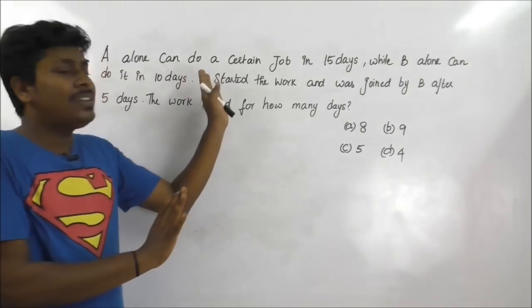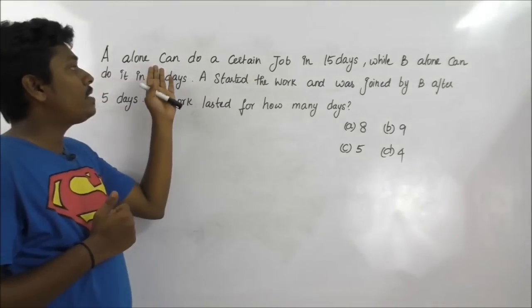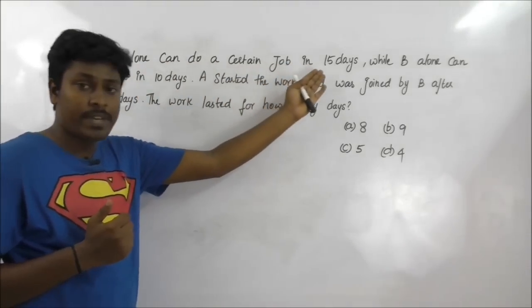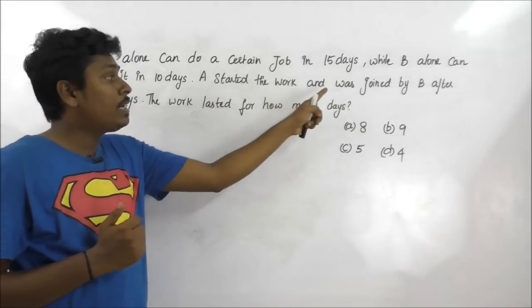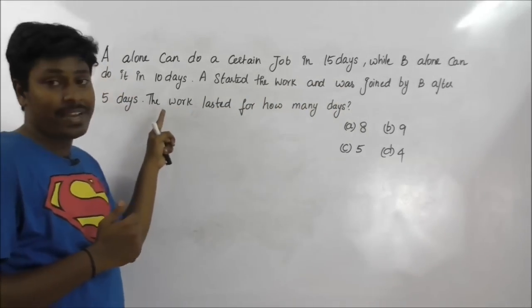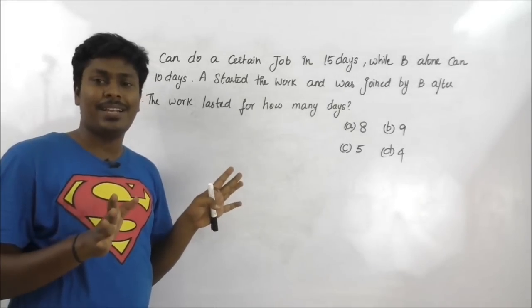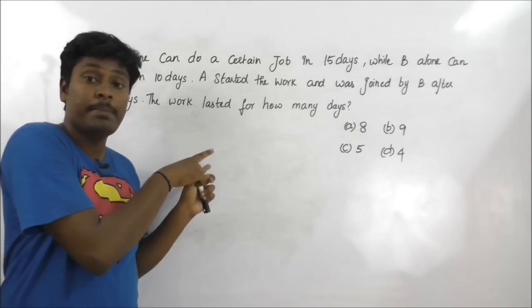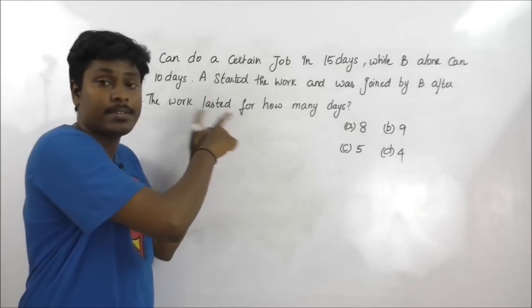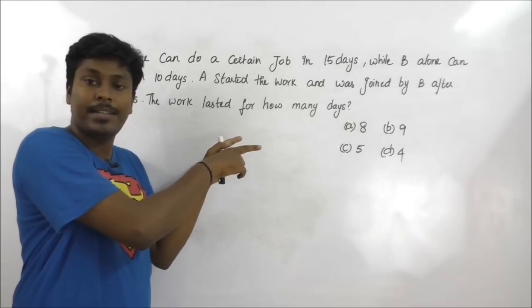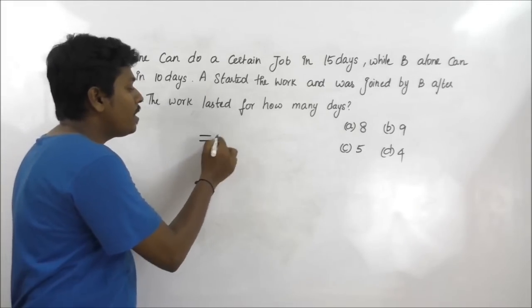Similarly, our first target: read the question, collect the information, right? Just read the question. A alone can complete a job in 15 days and B alone can complete a job in 10 days. A started the work and was joined by B after 5 days. The work lasted for how many days? This was the question. Our first aim is whether the job is completed or not. The job is completed, because they have asked for how many days the work lasted. So whatever the work is, it gets completed, so our target is equal to 1.